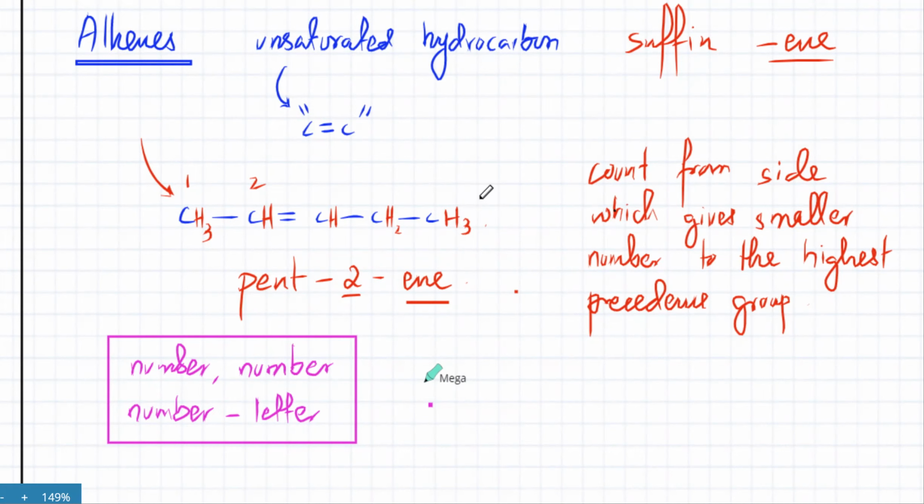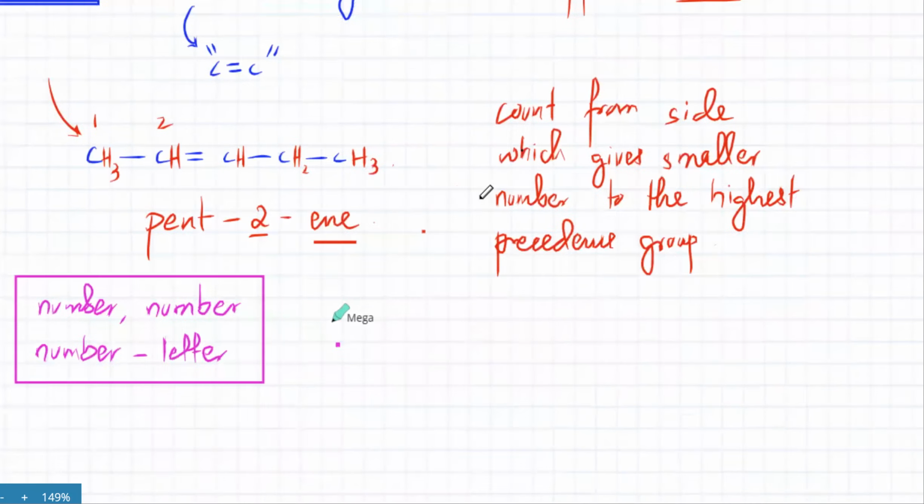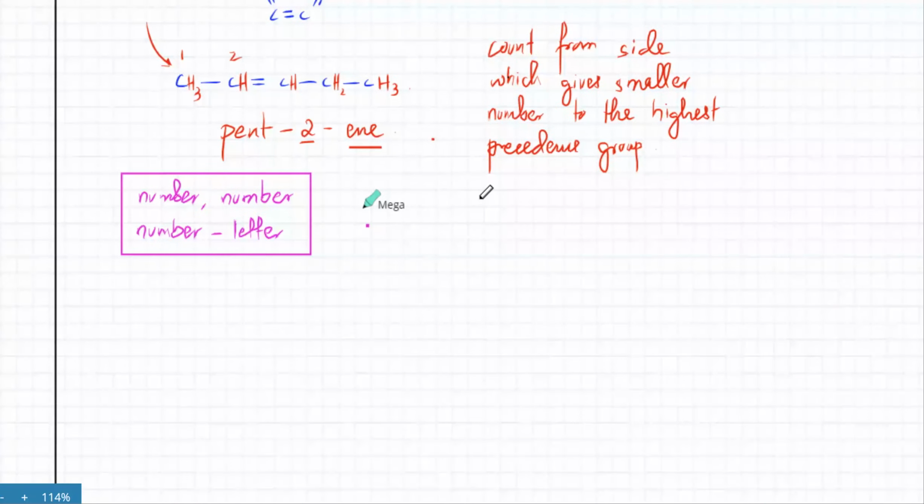Yes, sir. All right, so if you just ignore one, it's fine. No one is going to be upset about it. So pent-1-ene can be written as pentene. Now the next one, the same one, but slightly different.